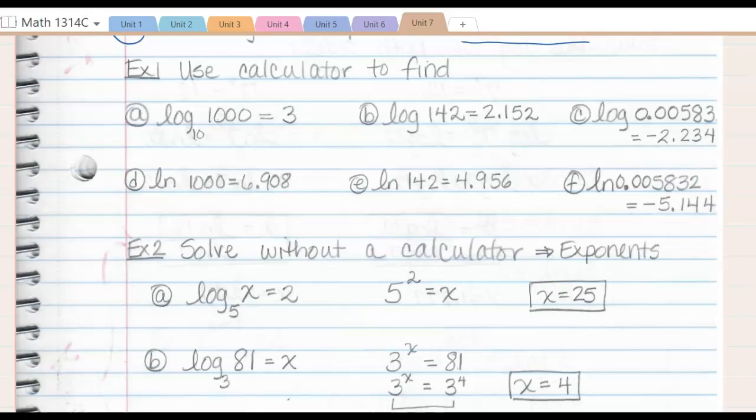For example number 1, we're going to use a calculator to find these values. So the first one we're going to do, remember we could have just written this as log of 1,000. But I want to remind you that the 10 is there because that's going to be our base. And we want to see that it's equal to 3. Now we can quickly check this one. We know our base is 10. We know our exponent is 3. And we know that 10 to the third power is equal to 1,000. But we can also stick this in the calculator. Let me show you that now.